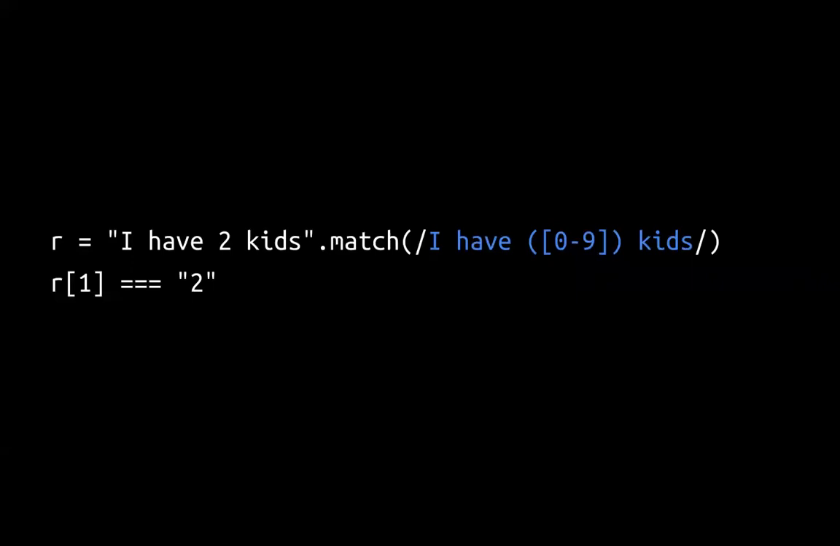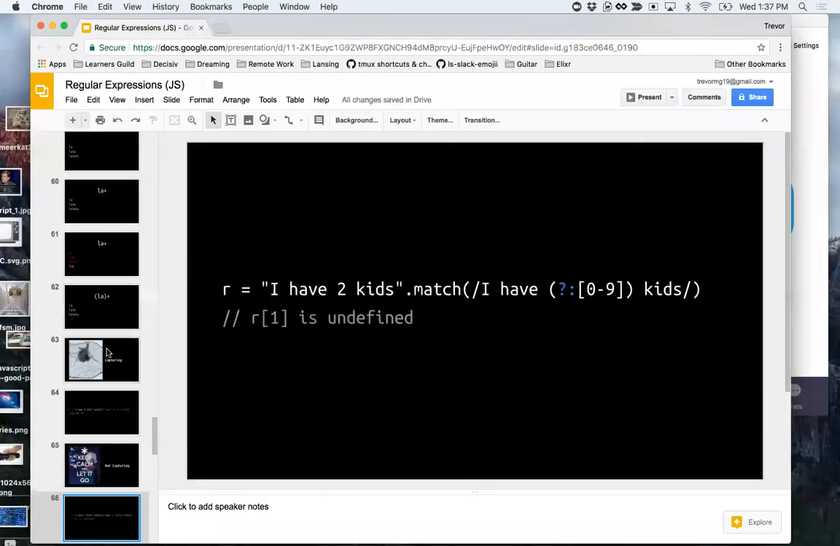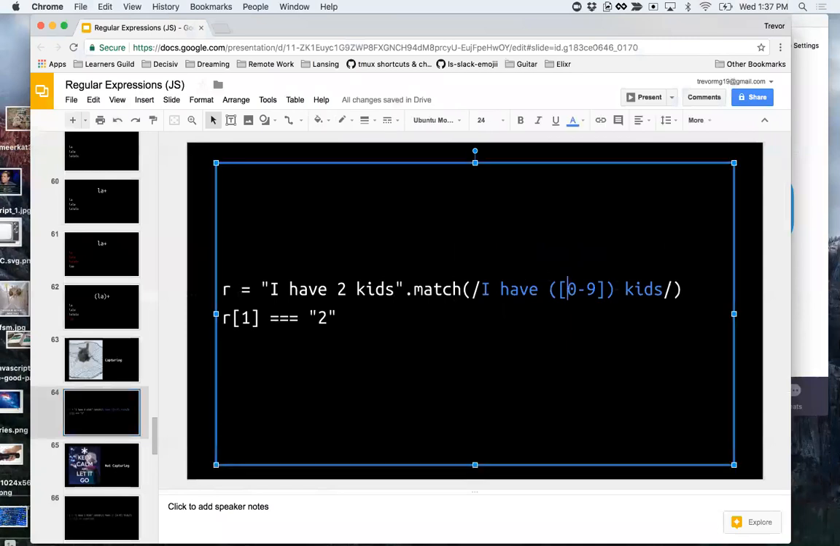Okay, so let's say you had 12 kids. Would we just change this number to like 0 through 13, or how would that go? So if you had 12 kids, let me pull that slide up. If you wanted to match situations where people had more than 9 kids, then you need to put a plus sign here, right?